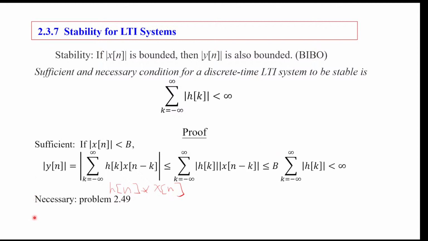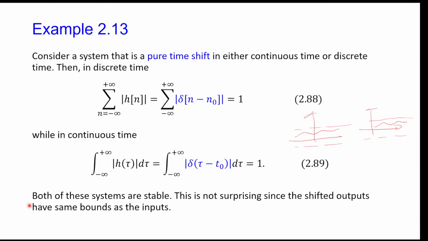Okay, and just like what we do a lot today, for the necessary condition, we just leave it as a textbook problem. So if you want to see the proof of this, you can try to do the problem yourself, and I think you can also find some answers online. Hopefully that's correct. Okay, and let's see some examples of BIBO stable systems.